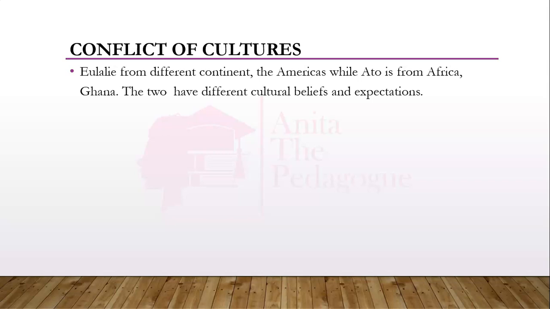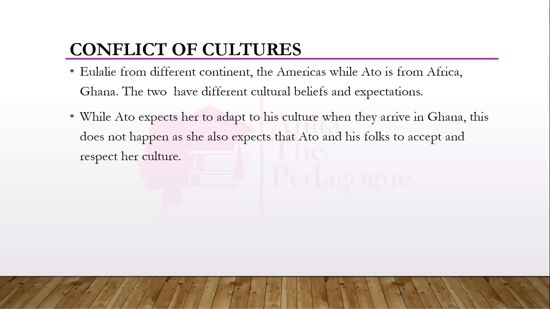The 2 have different cultural beliefs and expectations. Now, while Ato expects her to adapt to his culture when they arrive in Ghana, this doesn't happen, as she also expects Ato and his folks to accept and respect her culture.